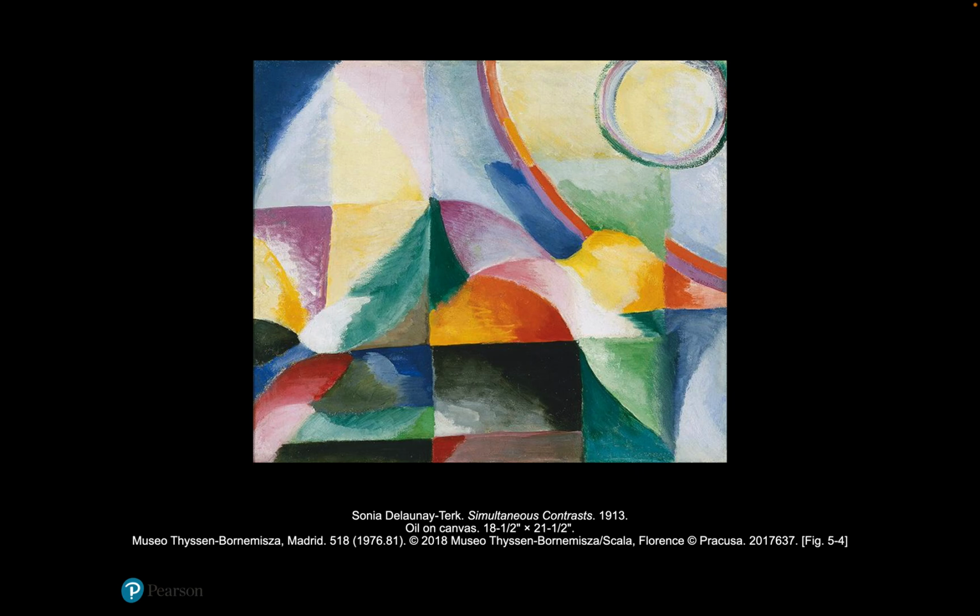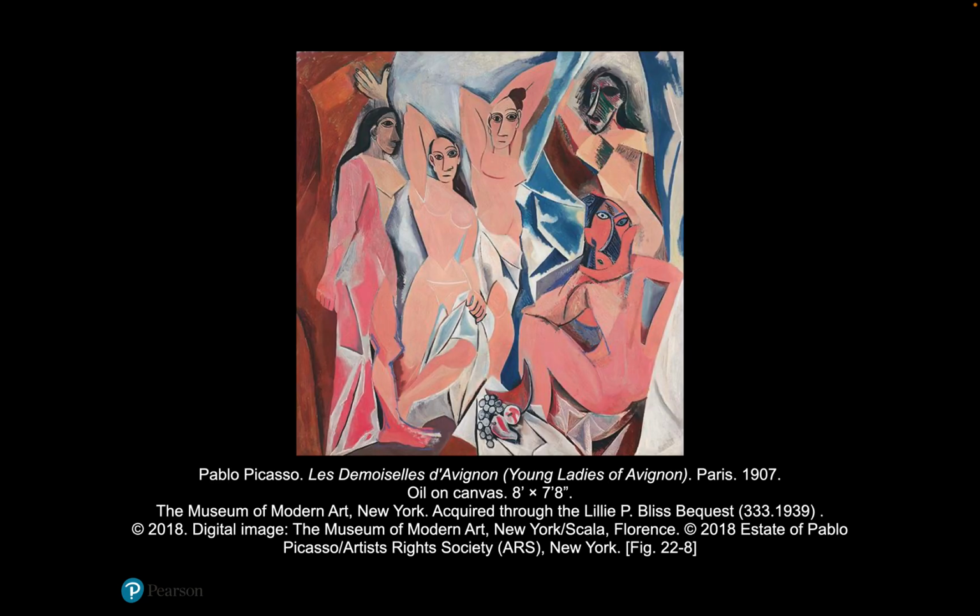So this work was influenced by Cubism, right? Simultaneous contrasts, right? Then let's take a look at the piece that I referenced prior. This is by Picasso, and this was that piece I was referring to, kind of his first step into Cubism, right? We're going to cover this painting in more detail later in the semester, but this is the first Cubist painting by Pablo Picasso, and Cubism itself represents subjects as flattened, abstracted shapes.